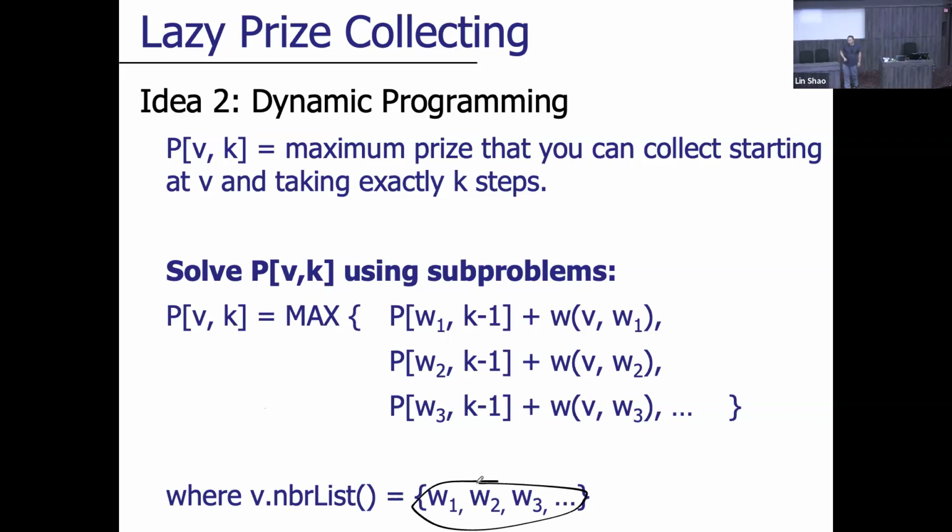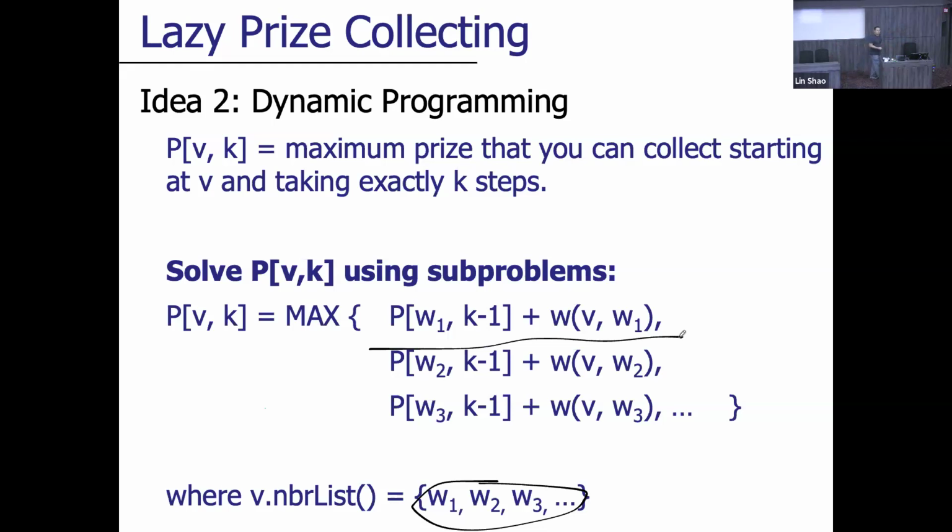And then what we want to do is to derive the result of P(V,K), right? We look over all the possible subproblems. We have P(W1,K minus 1) plus the weight of the edge from V to W1, right? And this would be one of the possible options for the prices you can collect starting from V and taking exactly K steps, right? After this summation, this is one of the options. You start from vertex V, you take exactly K steps, because you can consider this procedure to be first taking one step from node V to node W1, and then continuing to take K minus 1 steps from the node W1, right?